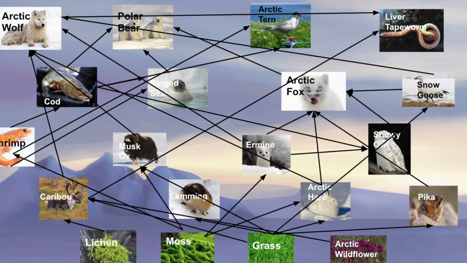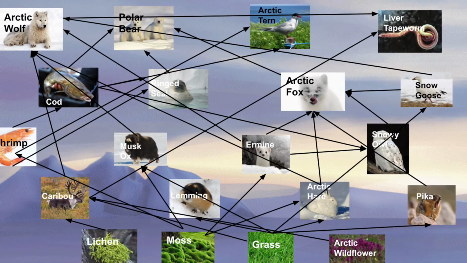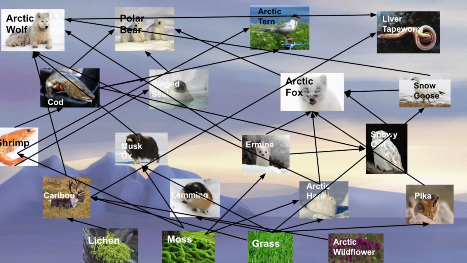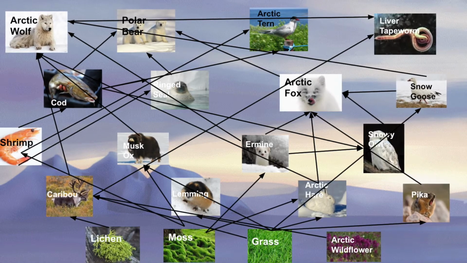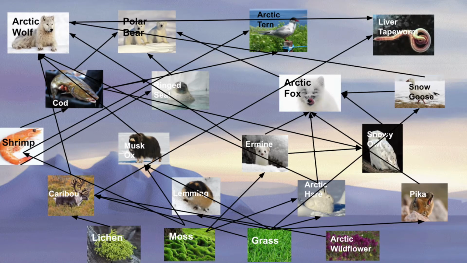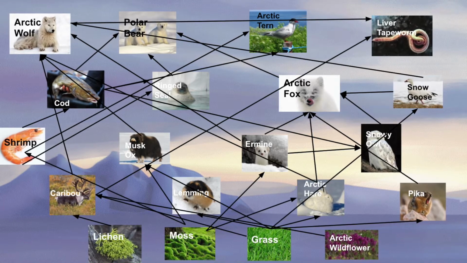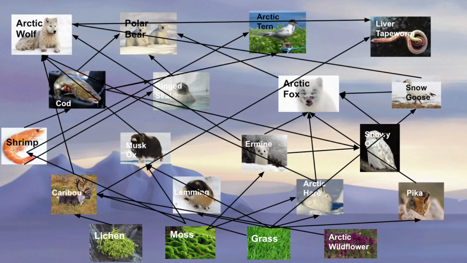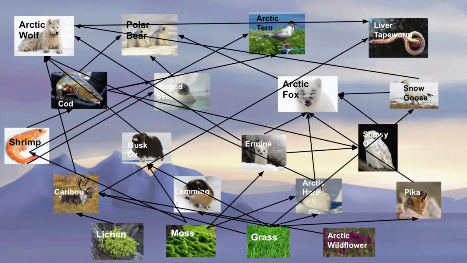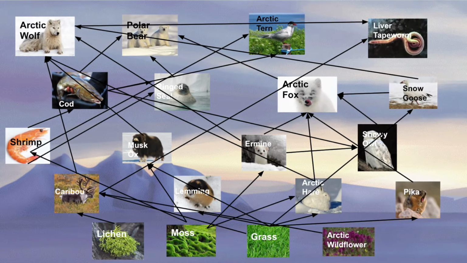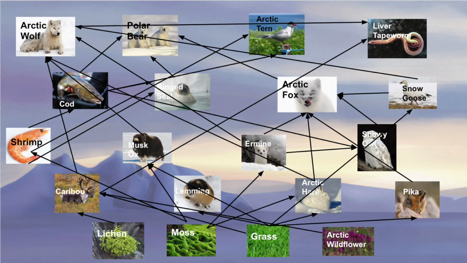The producers are the lichen, moss, grass, and Arctic wildflowers. The primary consumers are the caribou, lemming, Arctic hare, and pika. The secondary consumers are the shrimp, the musk ox, the ermine, and the snowy owl. The tertiary consumers are the cod, the ringed seal, the Arctic fox, and the snowy goose. And finally, at the top of the food web are the quaternary consumers, the Arctic wolf, the polar bear, the Arctic tern, and the liver tapeworm.